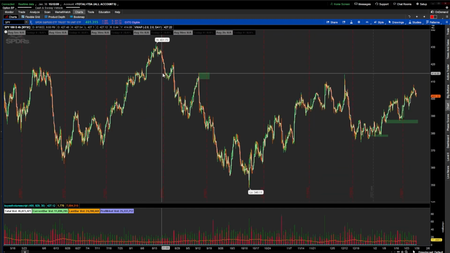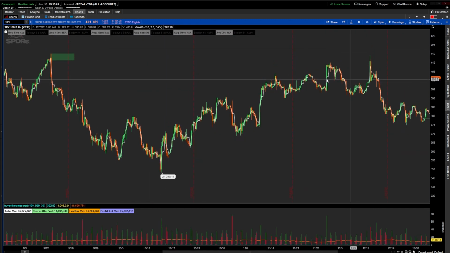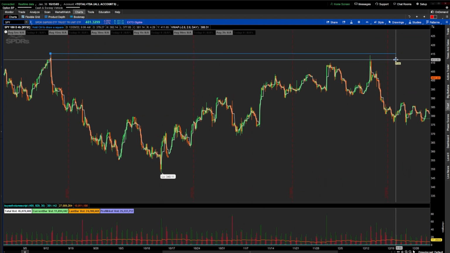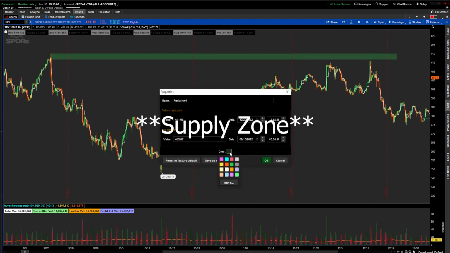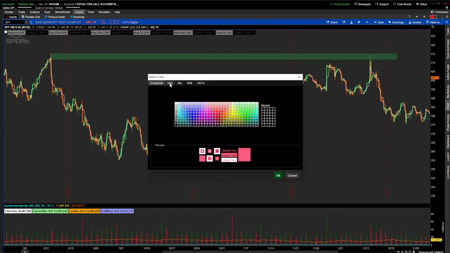And I'm going to zoom out so you guys can extend this full rectangle. So as you can see, this is the supply zone. Make sure these rectangles are red instead of green.